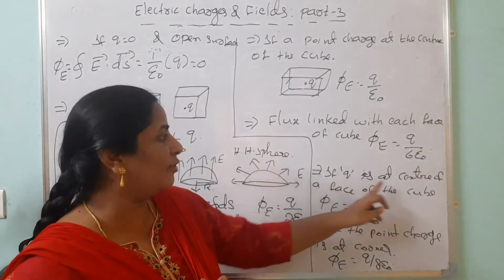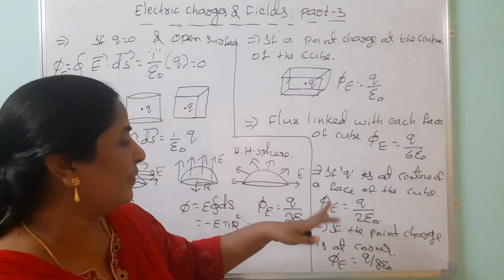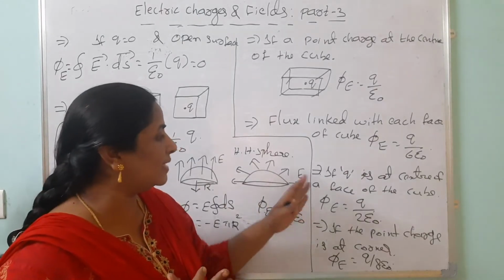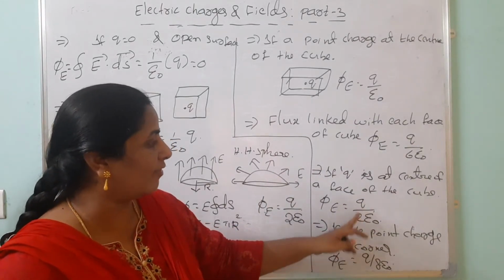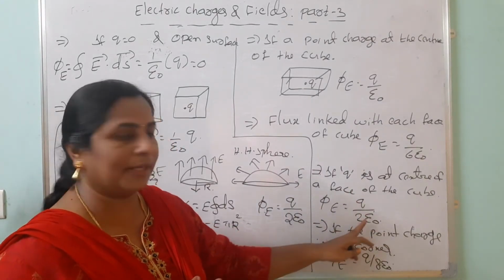Then next case, q is at the center of the face. So we are splitting this one, and we are getting half of that electric flux, q by 2 epsilon naught.